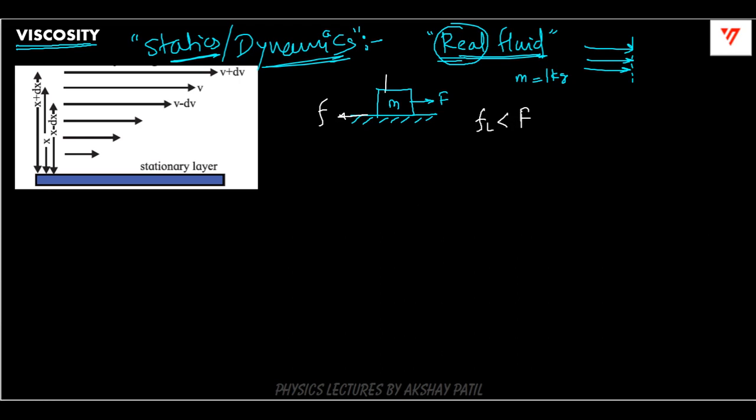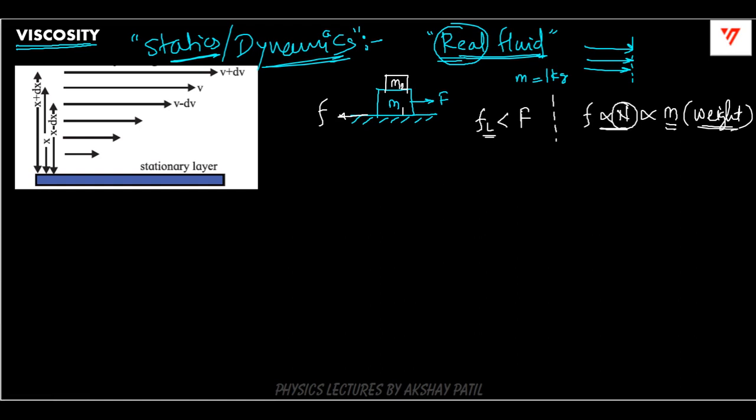But let's say in a certain case I place another mass on it, so this is m1 and this is m2. The combined mass is greater than the previous, so this limit will increase. In the 11th you might have seen that this friction depends on the normal reaction, and the normal reaction in this case depends on the mass, or the weight. Simply, the same thing happens in the case of a fluid.